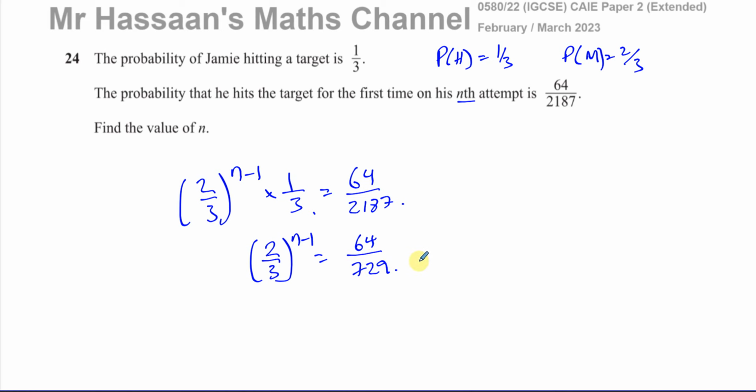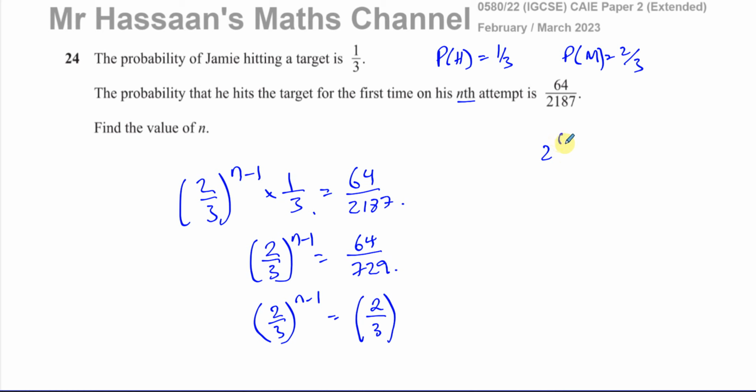So I can see here that I can form some sort of exponential equation, where in this case I can make the bases the same, and then I can equate the powers. So let's think of a way of making the bases the same. So this is 2/3 to the power of n minus 1. Now I'm guessing that I can express the 64 as 2 to the power of something, and the 729 as 3 to the power of something.